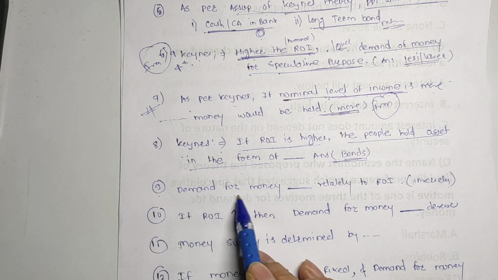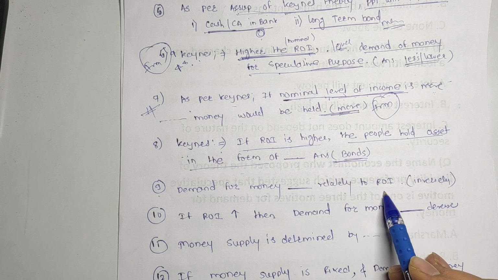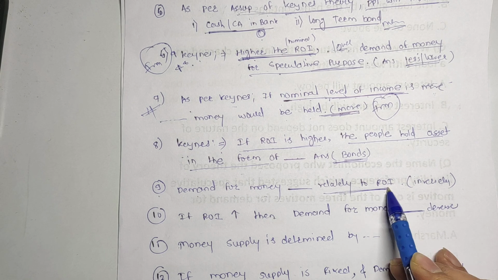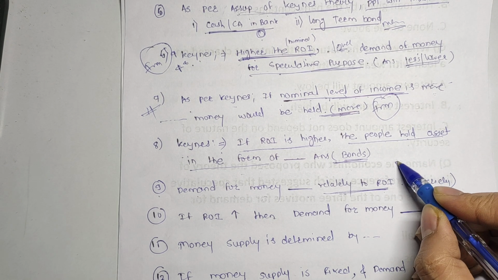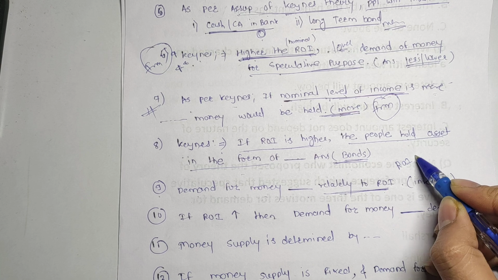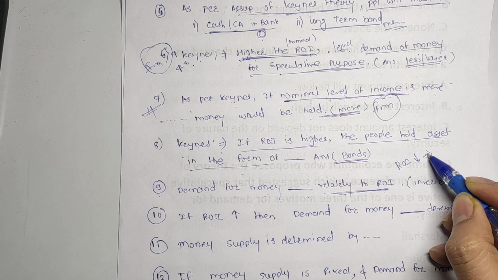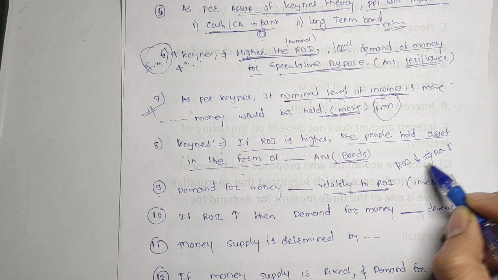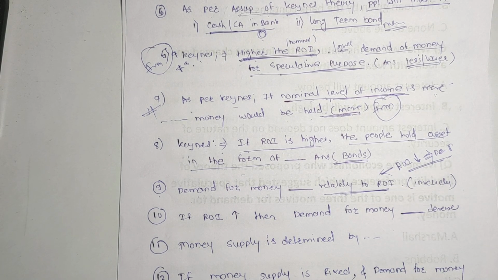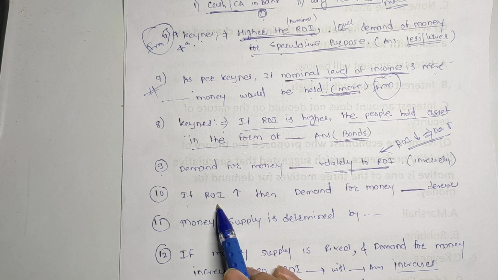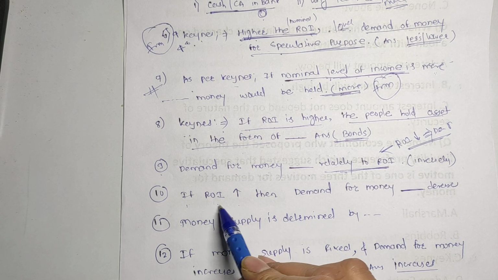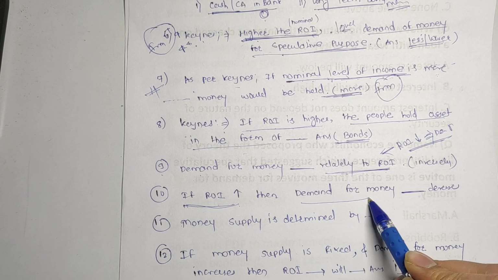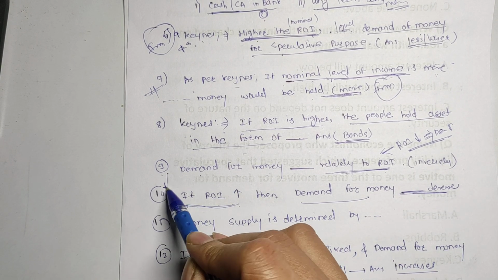Nine: demand for money is dash related to the rate of interest. See, demand for money is inversely related to the rate of interest. I have already told you, if the rate of interest is less, people will rush to the bank to avail the loan, that is money. So that's why demand for money will increase. Remember that example. Next, if the rate of interest increases, then the demand for money will decrease. That is derived from that only.